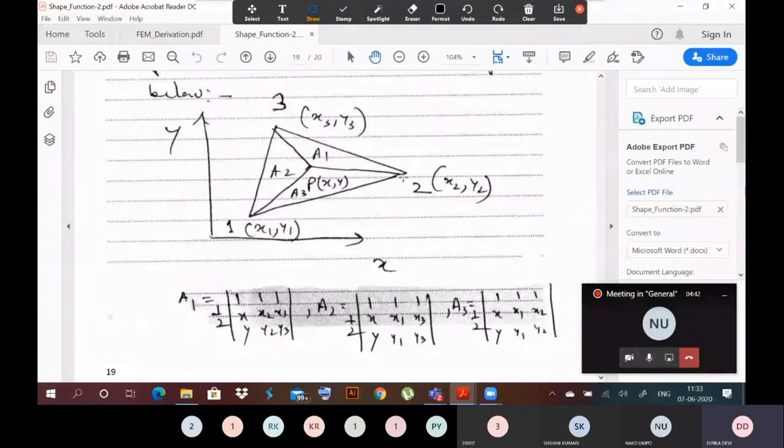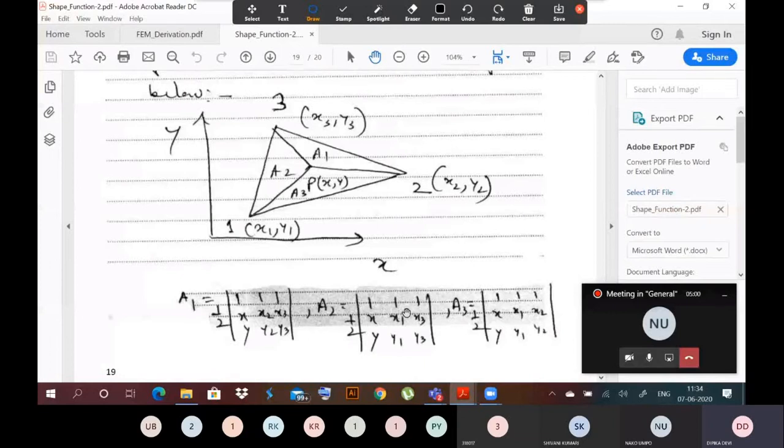Similarly, A2 can be defined as half into the determinant of the matrix with rows 1, 1, 1; x, x1, x3; y, y1, y3, where x, y is the coordinate of P, x1, y1 is the coordinate of node 1, and x3, y3 is the coordinate of node 3. This will be the area of triangle 1P3, so this way we can define A2. Similarly, you can define A3. A3 is the triangle P12, opposite to node 3, so the coordinates are x, y, x1, y1, x2, y2. The determinant of this matrix will give you the area of triangle A3.